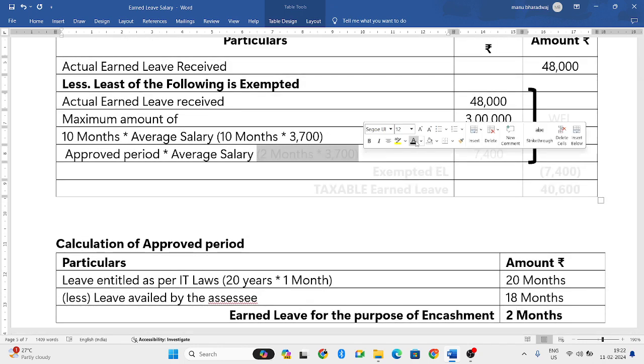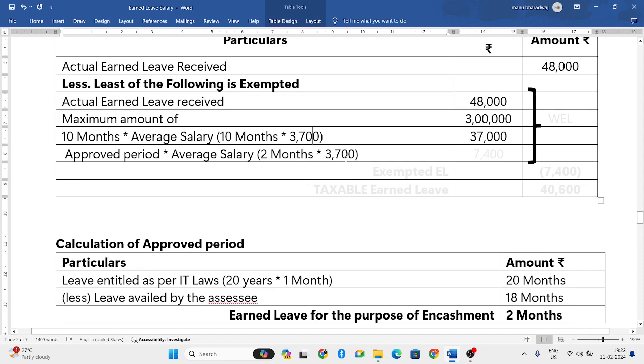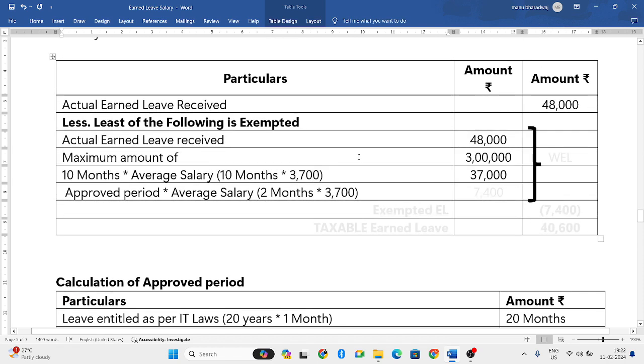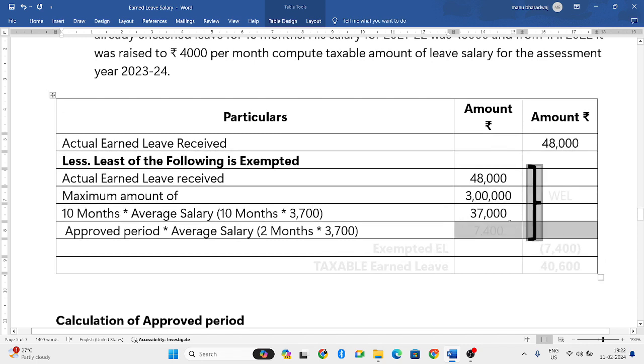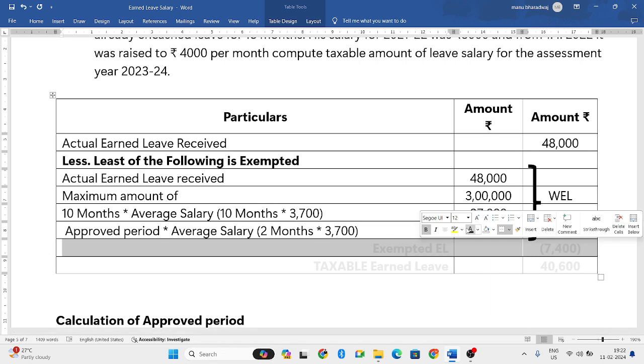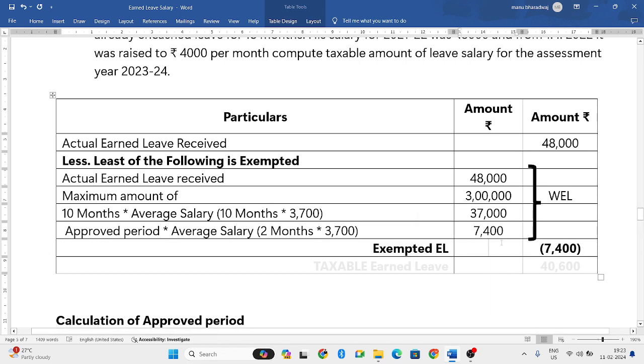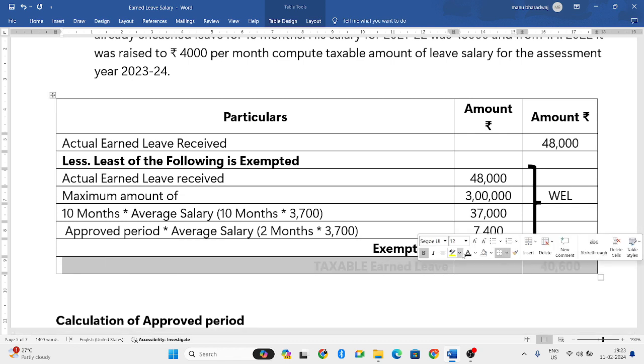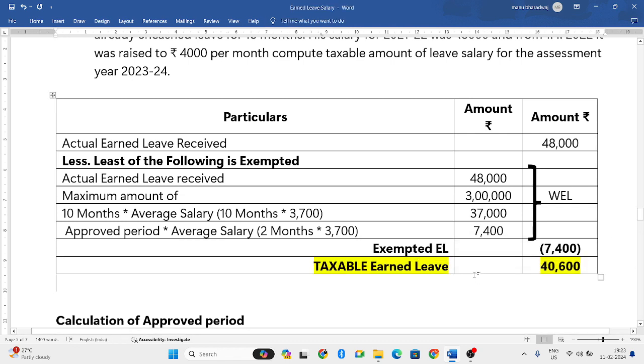So 2 months into average salary. The average salary we have found out is 3,700. 3,700 into 2 months is 7,400. Out of these four amounts, whichever is lesser will be given as exemption. So 7,400 is exempted. From 48,000, if we exempt 7,400, his taxable earned leave will be 40,600. This is how we need to solve the problem.